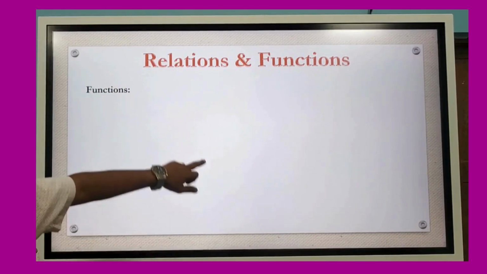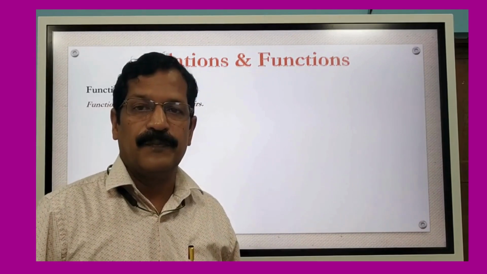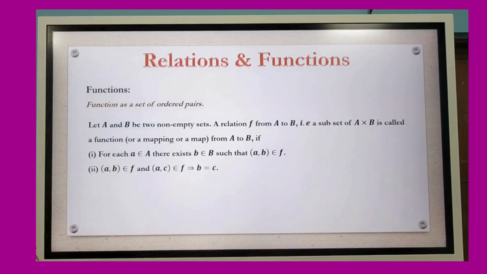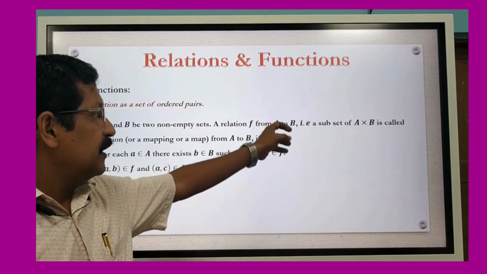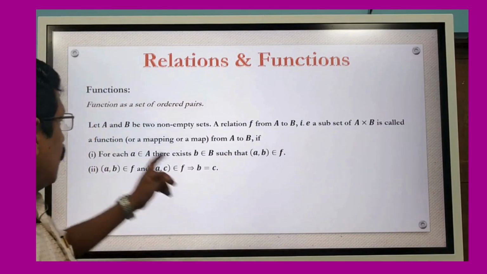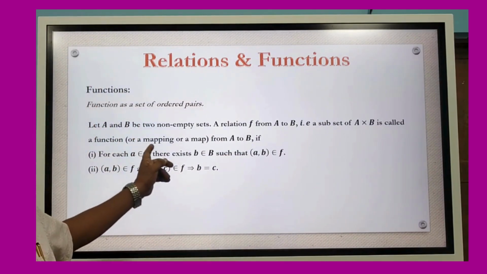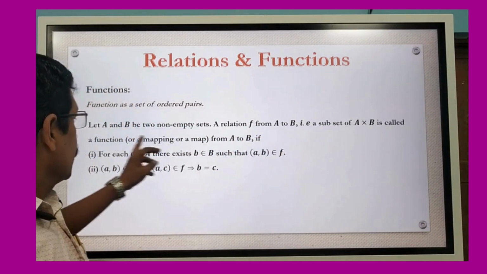Functions. Function as a set of ordered pairs. Let A and B be two non-empty sets. A relation F from A to B, that is a subset of A cross B, is called a function or mapping or map from A to B.